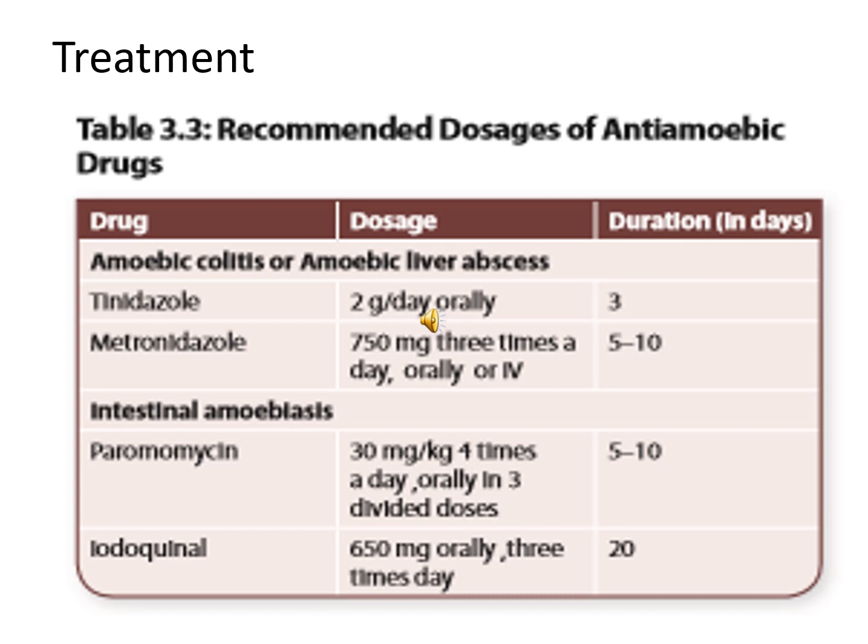Next is the treatment, and I have a table in which the drug's name, the dosage, and the duration to be taken are given. For intestinal amoebiasis, the drugs used are paromomycin and iodoquinol. For amoebic liver abscess, tinidazole and metronidazole are the drugs of choice for amoebic infections.